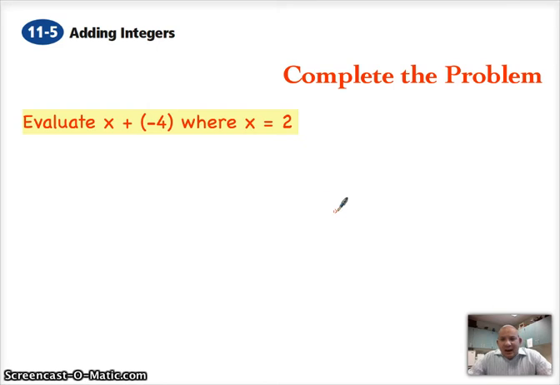Next, I want you to complete this problem, either using the number line method or the zero pair method. Here we have x plus negative 4, which you need to go ahead and write down, where x is equal to 2.